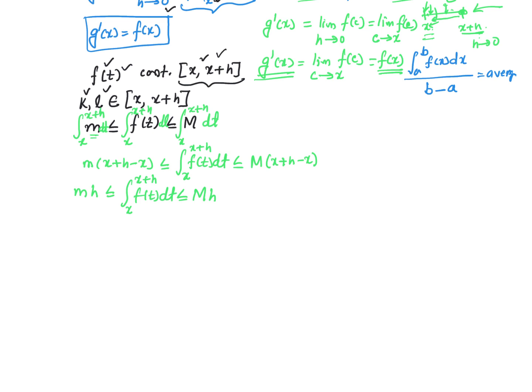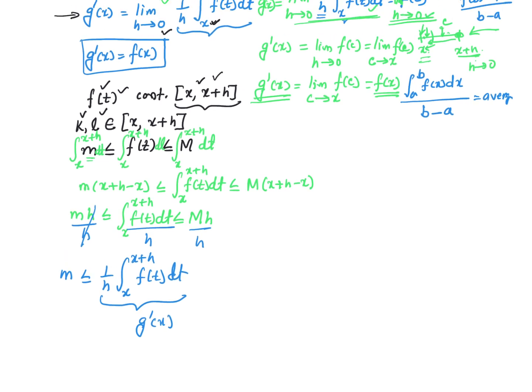Now, h is a non-zero value, so I can divide all sides by h. So I'm going to divide by h, divide by h, divide by h. So these h's are going to cancel. That's going to give me m is less than or equal to 1 over h times the integral from x to x plus h of f of t dt. Now remember, this is nothing but g prime of x.